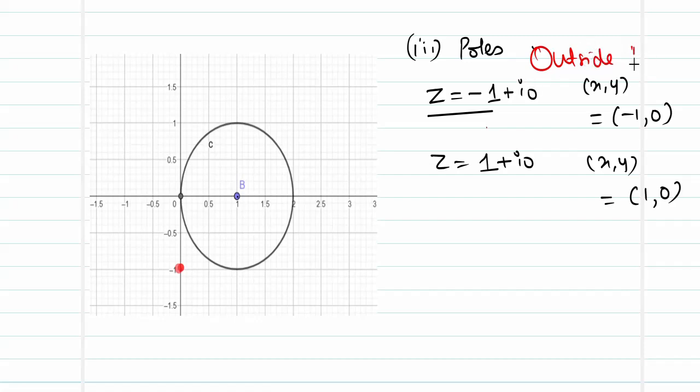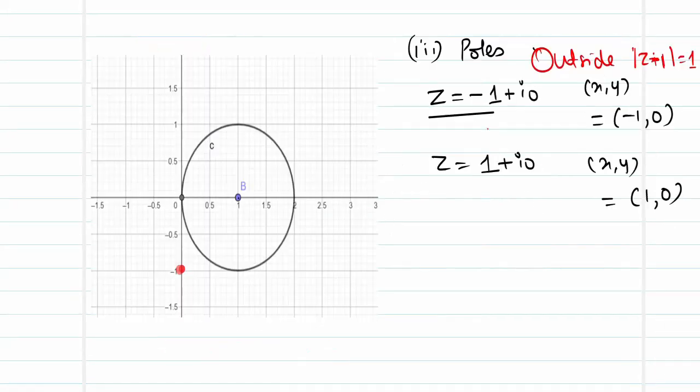What is going to be the circle? Mod z minus 1 equal to 1. Okay, so now I have the first pole z equal to -1 lying outside. Now we will check with the second pole. What is going to be the second pole for me? z is equal to 1.